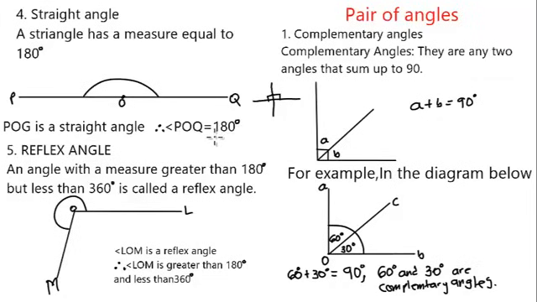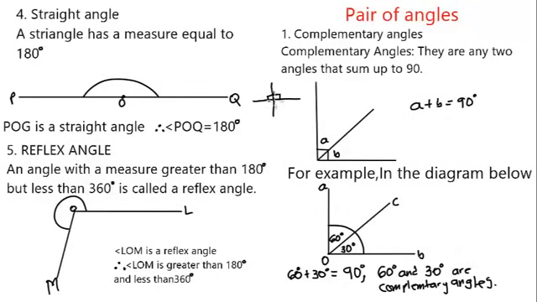Now let's move on to our last type. Like I told you earlier on, there are more. We have a lot of angles over there, but in this video we are considering the most important ones, the ones that will help us deal with the content in this video. That is what we are focusing on for now. So number 5 is what? Reflex angle. And we are saying that an angle with a measure greater than 180 degrees but less than 360 degrees is called a reflex angle.